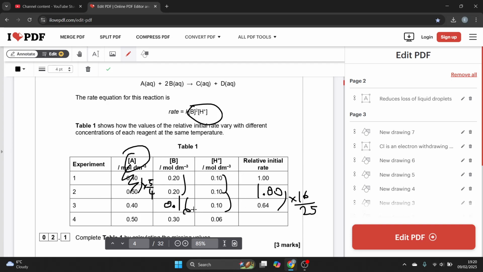And then again, the final one, from 0.30 divided by 0.16, 15 over 8, times by 15 over 8 here. 0.6 divided by 0.10, times by 3 over 5, and 15 over 8 times by 3 over 5, 9 over 8, 1.64 times my answer. But remember, B is squared, so it's going to be 15 over 8 squared times by 3 over 5, and then do 0.64 times my answer, 1.35.